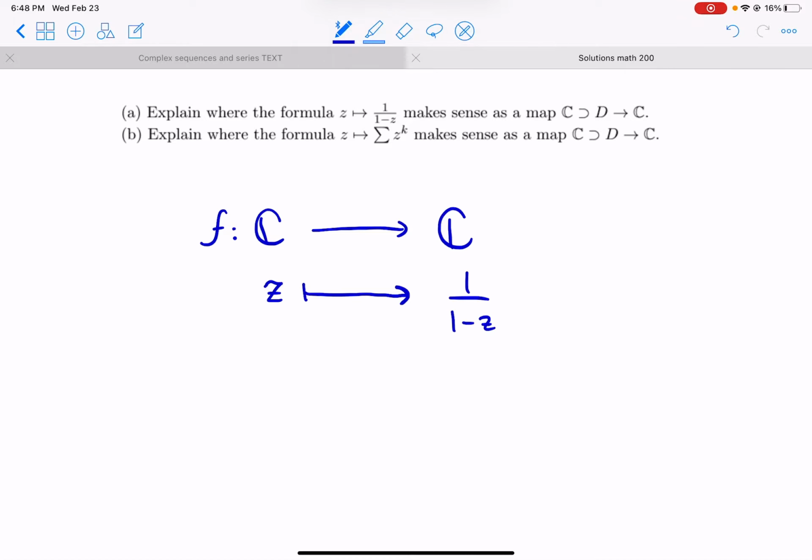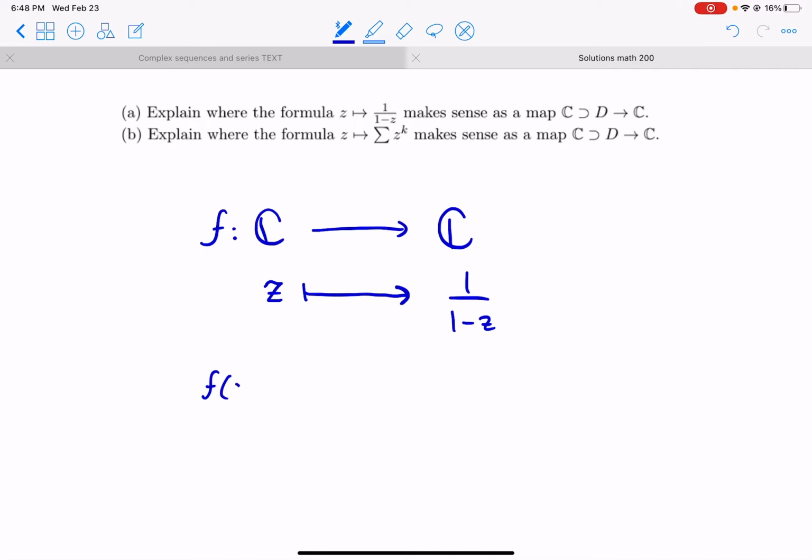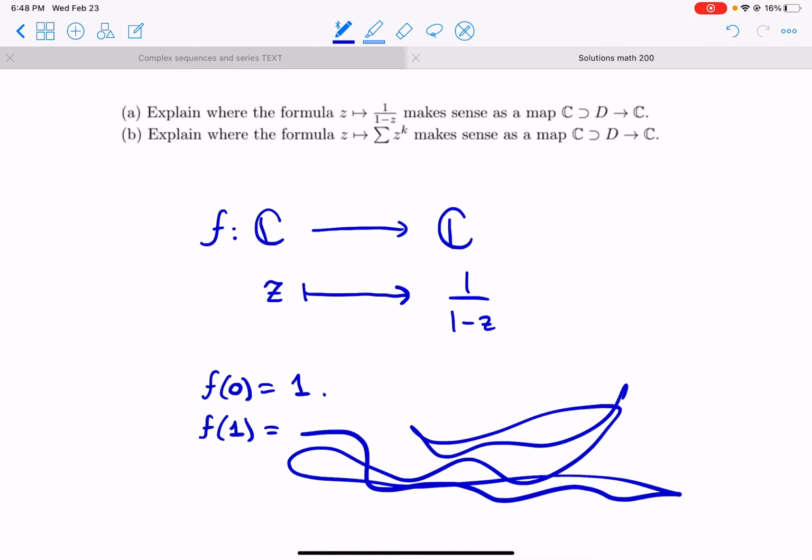But then, if you ever ask the computer, hey, computer, what is f of 0? The computer will say, that is 1. Thank you very much for asking me. And then if you say, what is f of 1? Then the computer will break. This is a cartoon of the computer breaking.